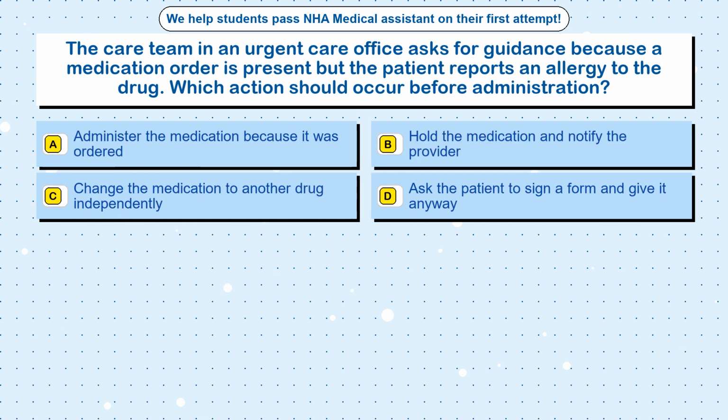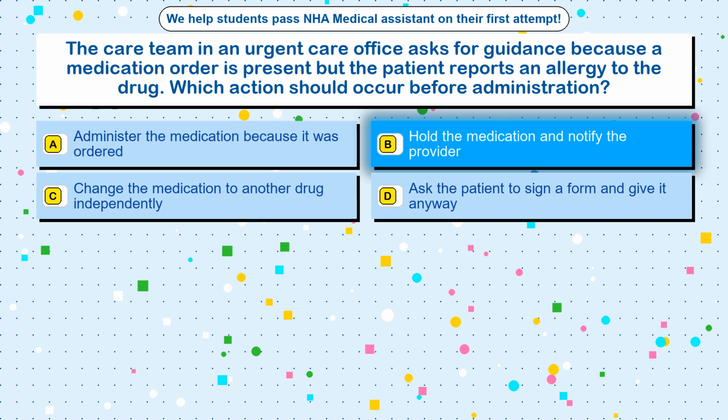Question 27. The care team in an urgent care office asks for guidance because a medication order is present but the patient reports an allergy to the drug. Which action should occur before administration? Option A, administer the medication because it was ordered. Option B, hold the medication and notify the provider. Option C, change the medication to another drug independently. Option D, ask the patient to sign a form and give it anyway.